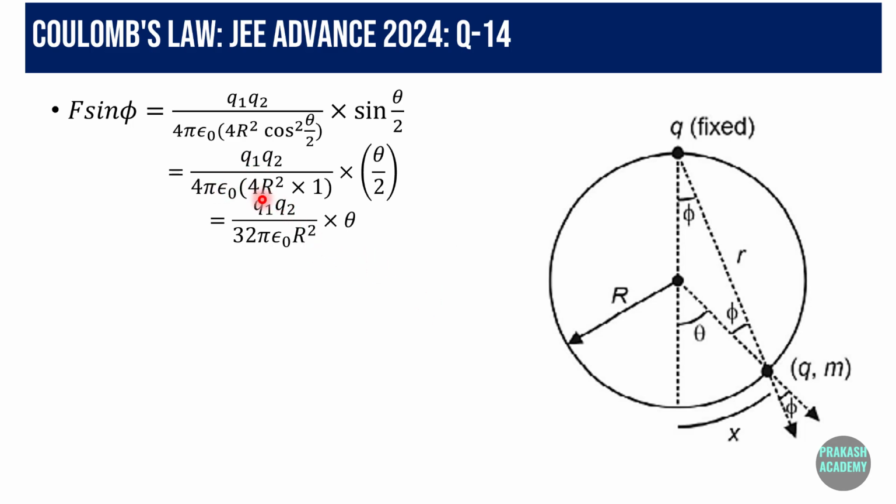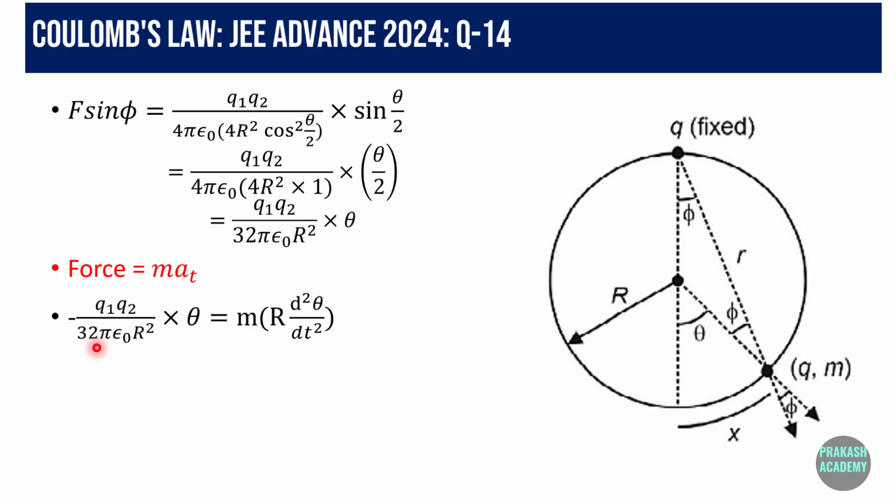Now we can simplify, so this becomes 4 into 4 into 2, that is 32 pi epsilon naught, and this is r square, and here I will have theta. So this is the force in the tangential direction. Now I can write Newton's second law. Force in the tangential direction equals mass times acceleration in the tangential direction. So this is the force, and this is mass times acceleration.